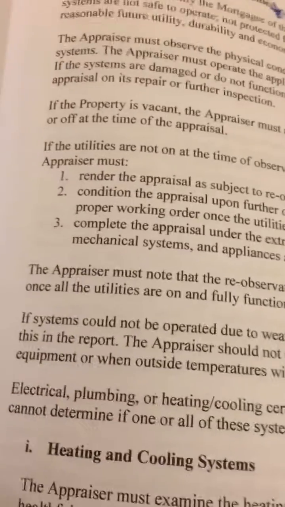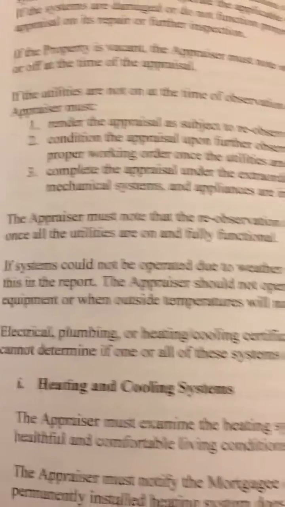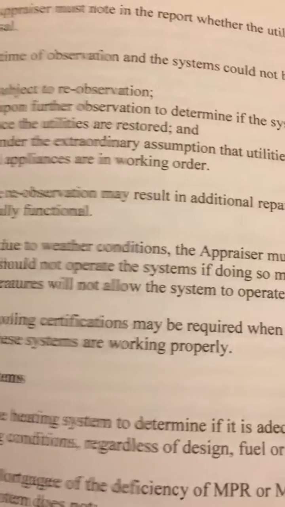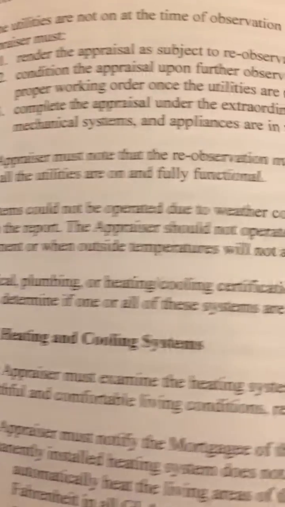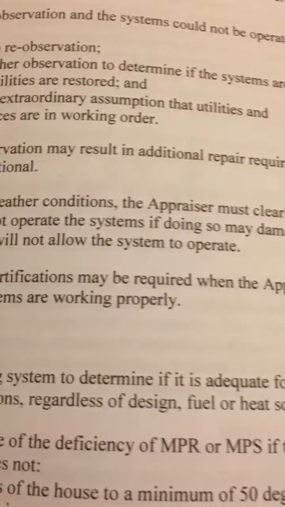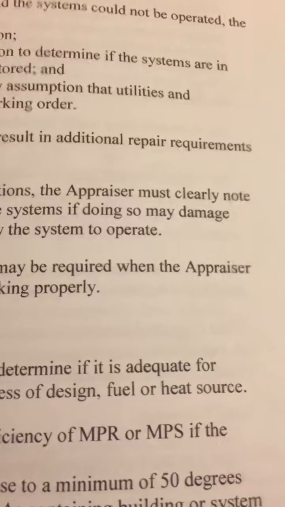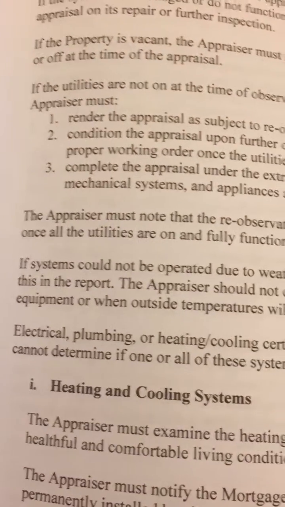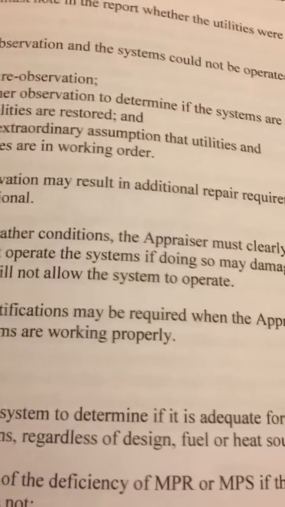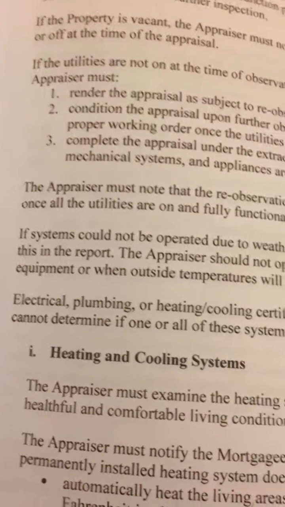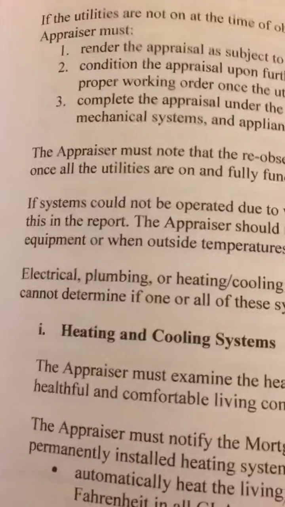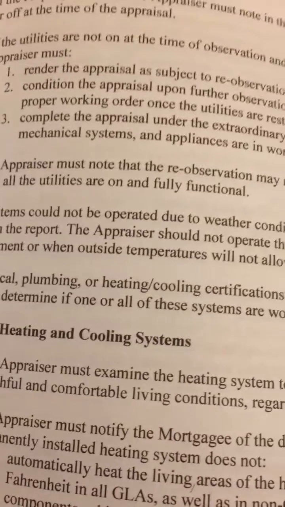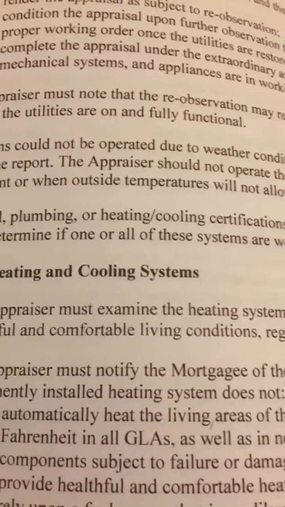If systems could not be operated due to weather conditions, the appraiser must clearly note this in the report. The appraiser should not operate the systems if doing so may damage equipment or when outside temperatures will not allow the system to operate. Electrical, plumbing, or heating/cooling certifications may be required when the appraiser cannot determine if one or all of these systems are working properly. Heating and cooling systems.